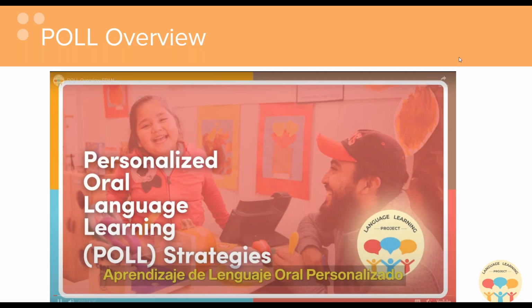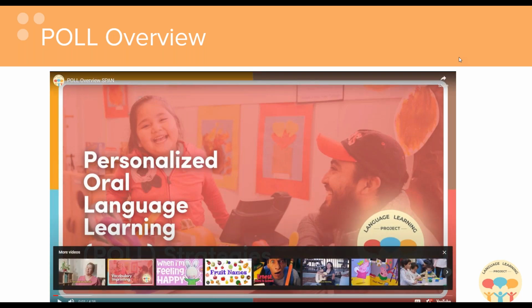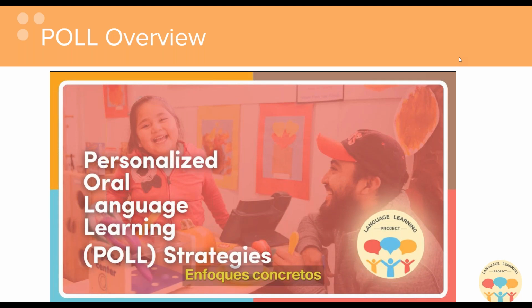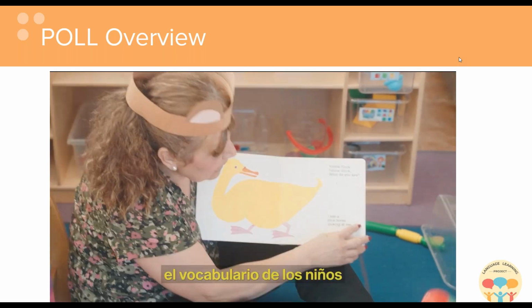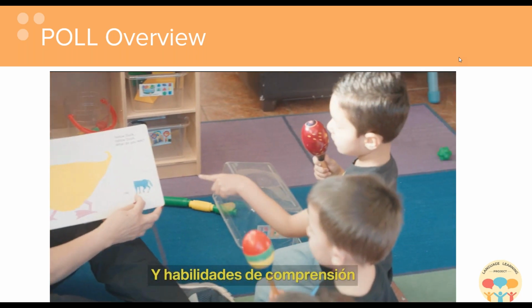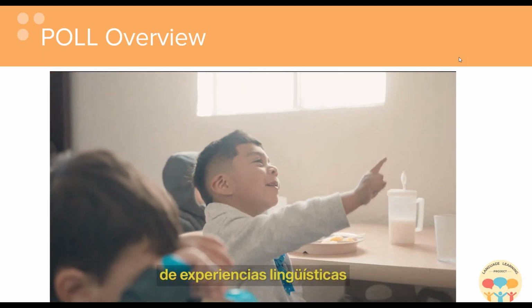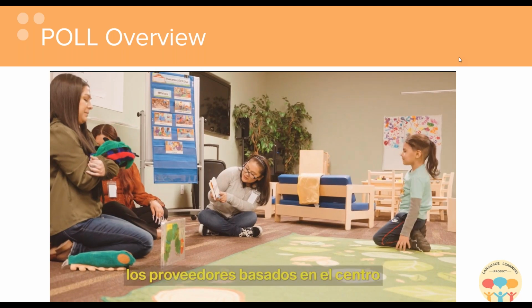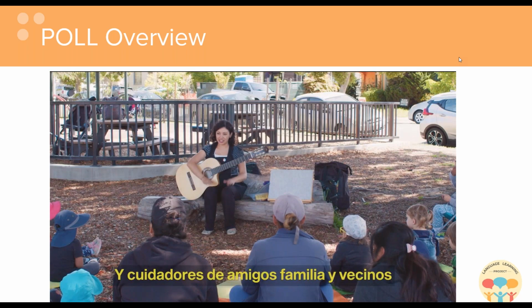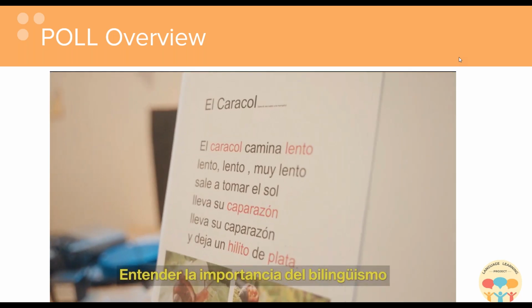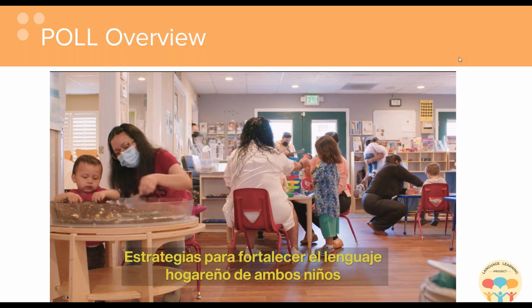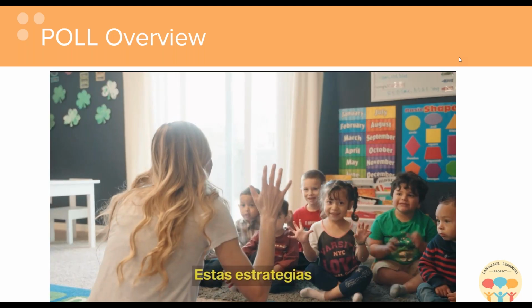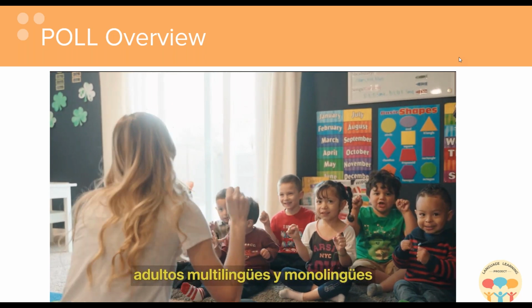Personalized oral language learning, POL, is a set of research-based, concrete approaches that support language learning in all environments, particularly for dual language learners. POL focuses on developing children's vocabulary, oral language, and comprehension skills through strategic planning for language experiences. POL helps center-based providers, home-based providers, and family, friend, and neighbor caregivers understand the importance of bilingualism and provides guidance and a range of strategies to strengthen both children's home language and English. These strategies are designed to be implemented by both multilingual and monolingual adults.